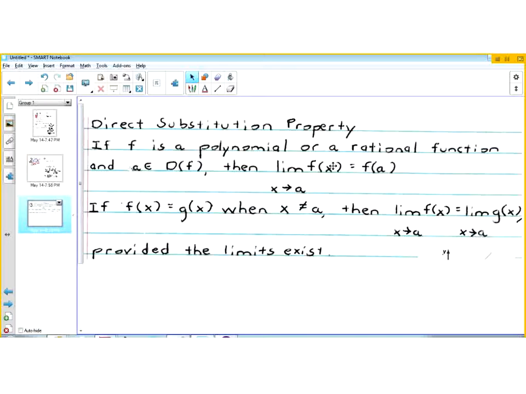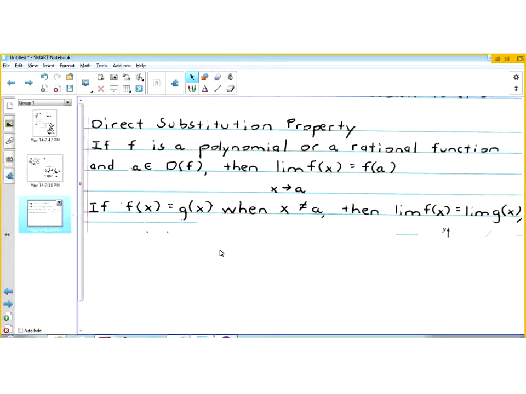Now, if f is equal to g when x is not equal to a, then the limit as x approaches a of f of x is equal to the limit as x approaches a of g of x, provided the limits exist. So let me show you an example of this particular rule. All right, so I'll draw my f and g.